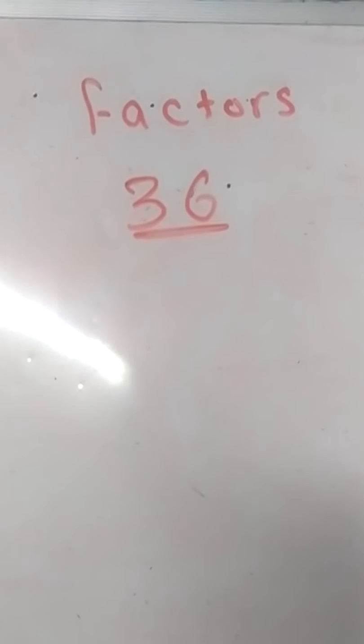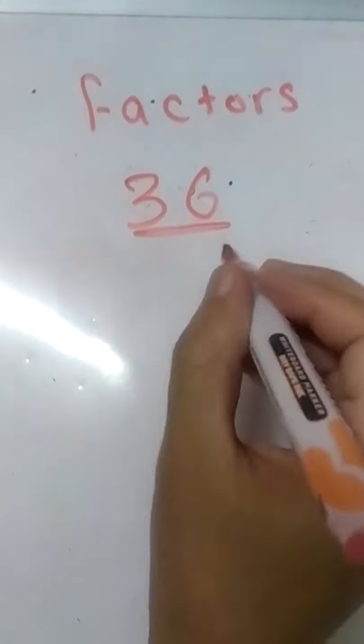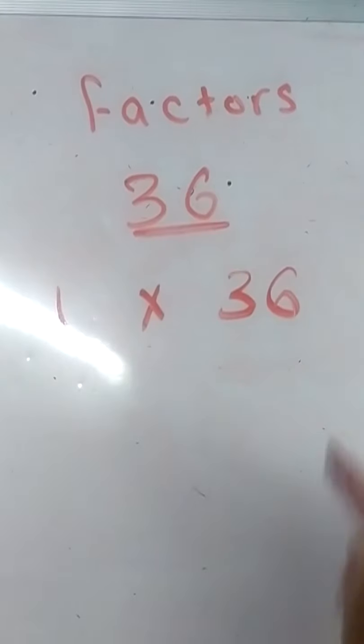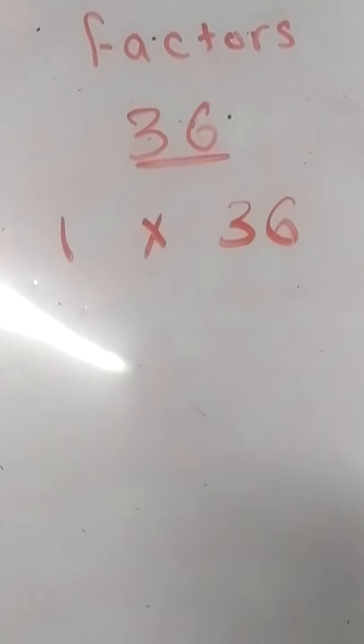The factors of 36 are the numbers you multiply together to give you 36. So we want to list all the numbers that, when I multiply them together, I'll get 36. How to do this? Of course, the first two numbers that I can multiply to give me 36 are 1 and 36. So the first two factors of 36 are 1 and 36.